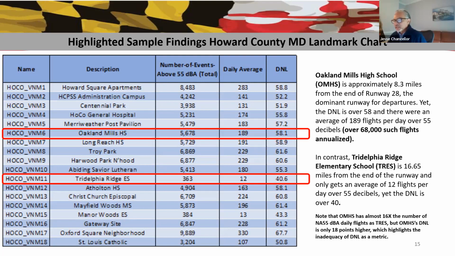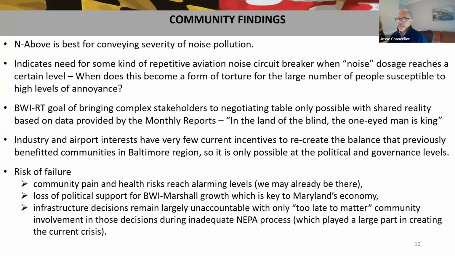If you look at the lower one, it has 12 average daily flights above 55 decibels, but the DNL is just barely over 40. So given the fact that there would be over 68,000 flights annually over the first location and very few, relatively speaking, over the second, it just shows the DNL doesn't actually capture what's happening in our community. And in fact, in general, it's just not an accurate measure or metric. Next slide, please, and then we'll wrap this up.